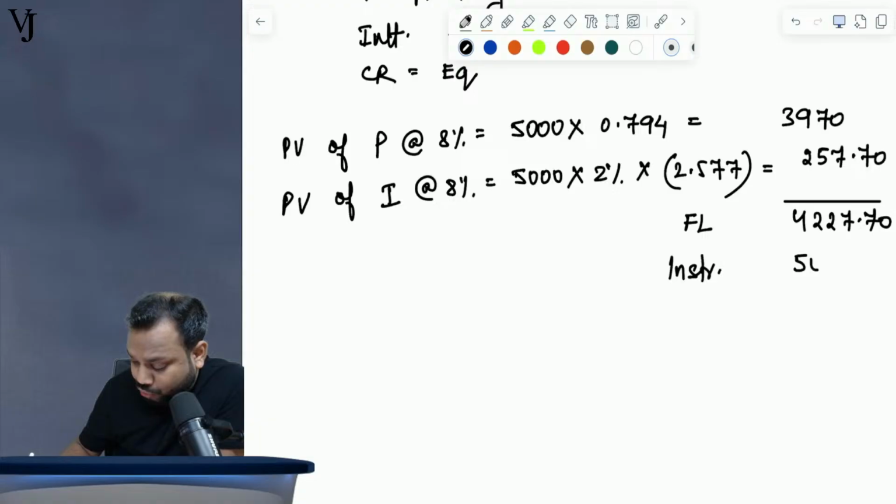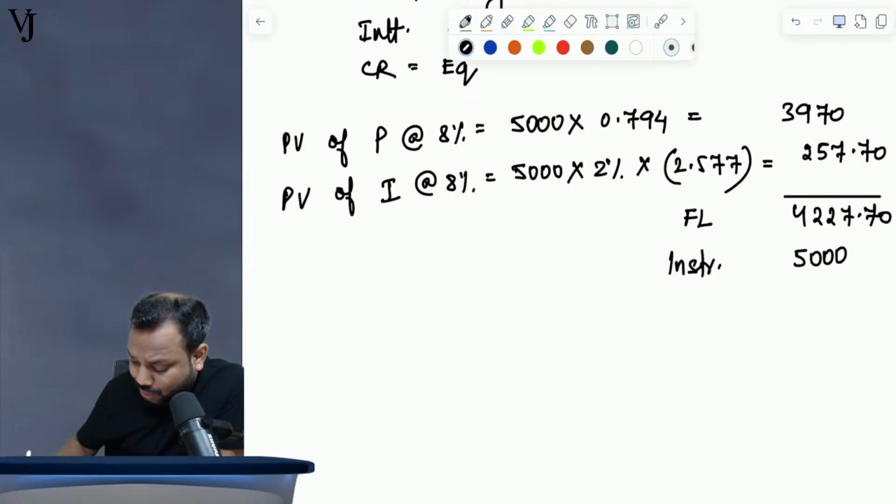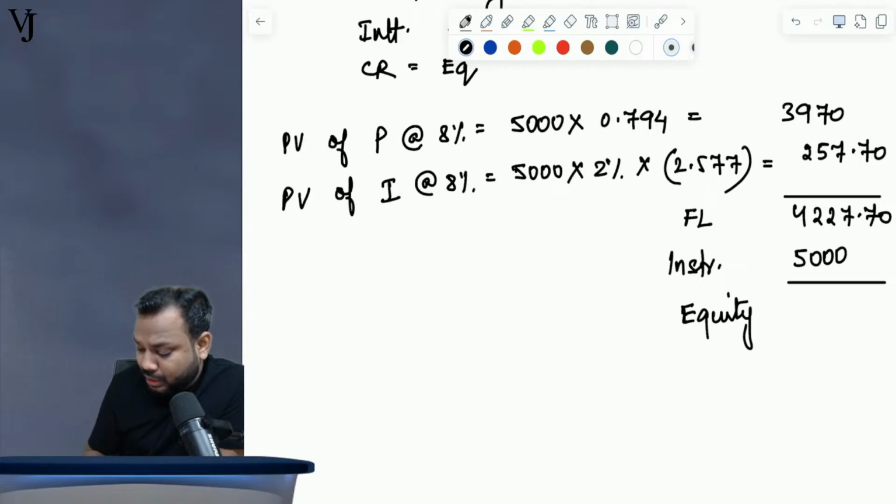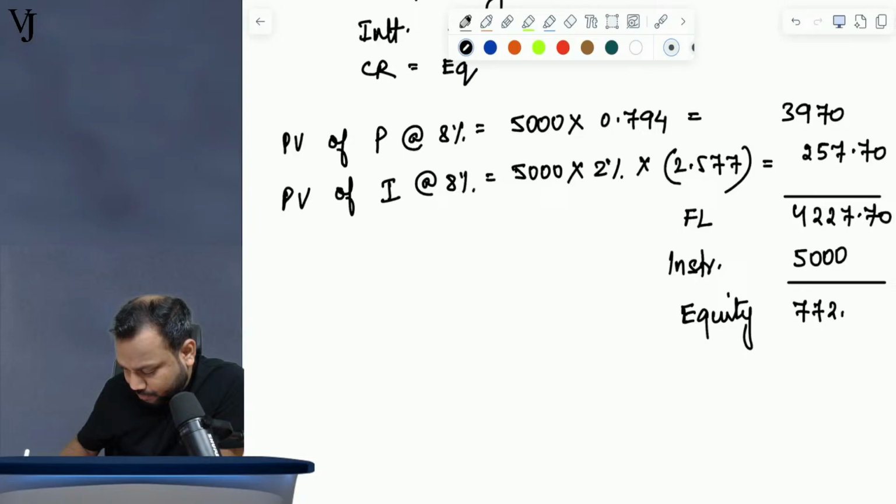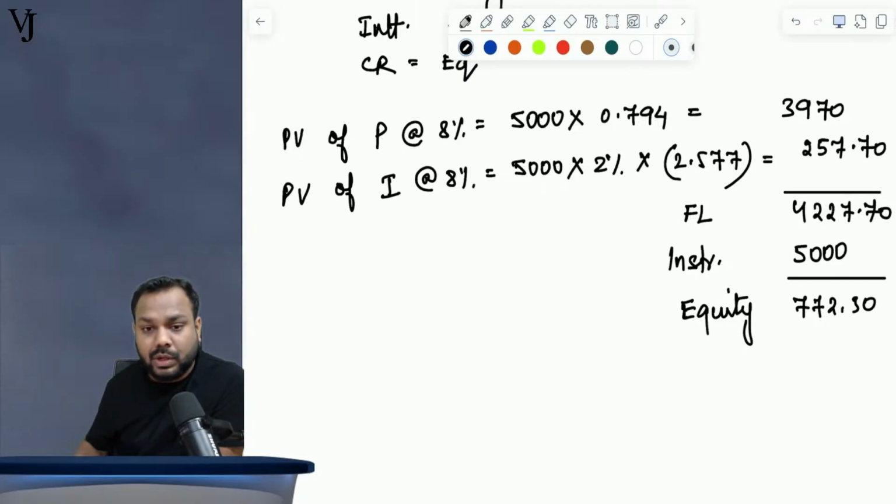It is 5000. So what is the residual amount? The residual value is called equity. Okay, so now it is 5000 minus 4227.7, which equals 772.30. So now what will happen?